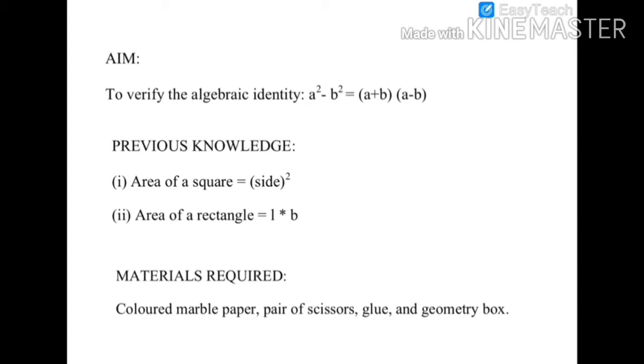Now here is a list of material that you will need to do this activity. Colored marble paper. If you don't have colored marble paper, then you can use any other colored paper like chart paper, leftover chart paper, etc. We will need two different colors. Then you will need a pair of scissors, glue, and your geometry box to draw the figures, like ruler and pencil.